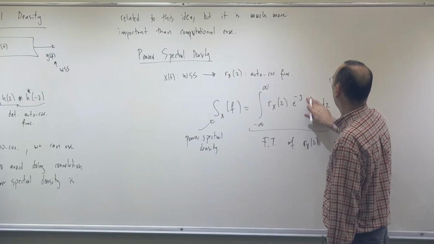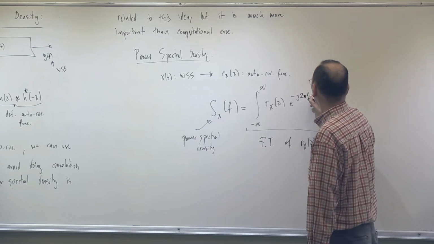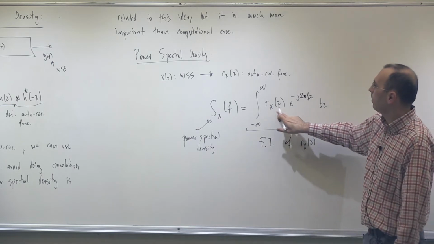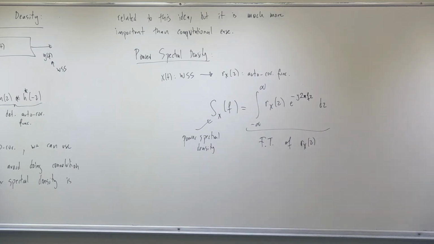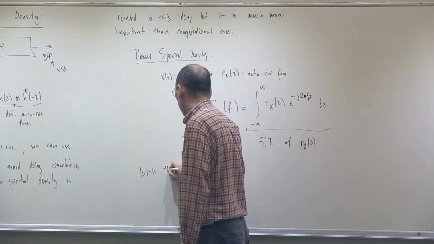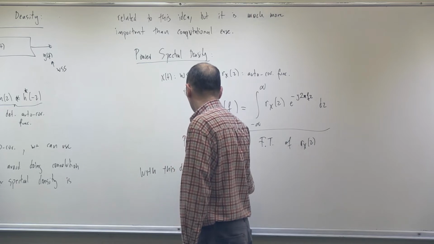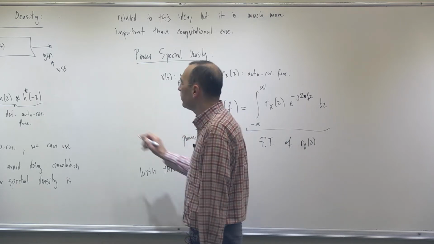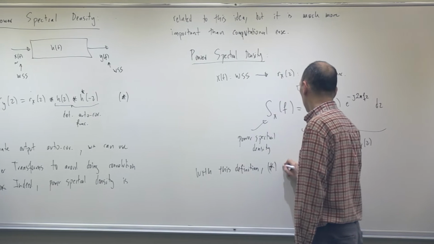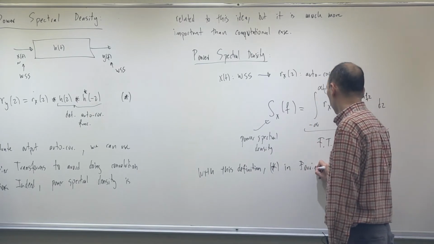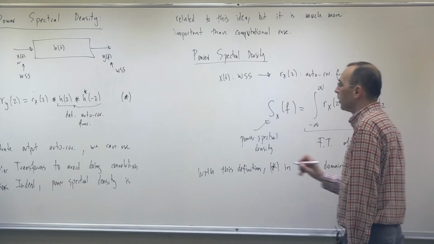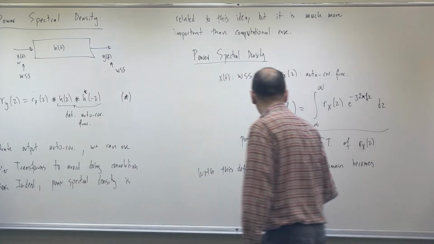So let me write this part again then. Okay, 2 pi f tau. So this is the autocorrelation function, and I take its Fourier transform, call it power spectral density. So with this definition, let me give this a number or a sign. Star in Fourier domain becomes, so how can I express this?